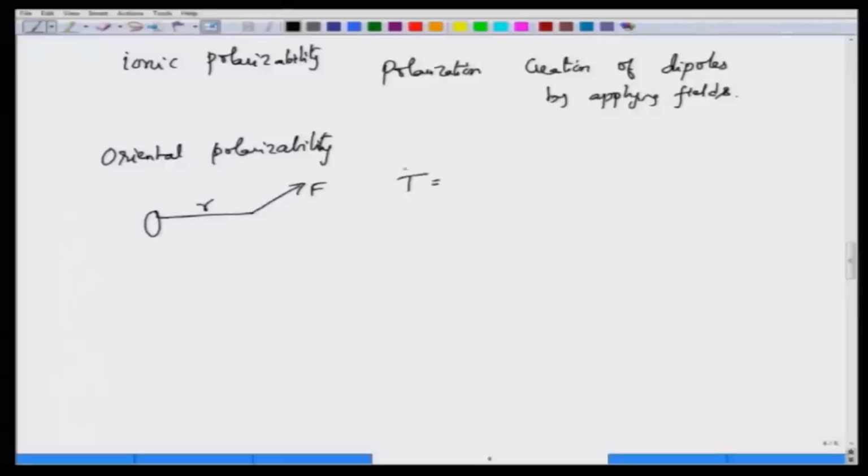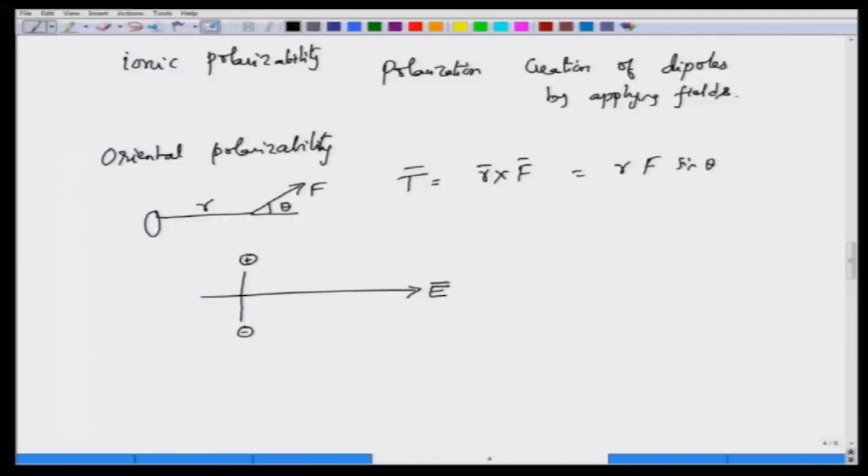In fact, that is because torque is given by r cross f, okay. It is given by r, which is the length from the origin, times f sin theta, where theta is the angle between r and f. Now, you have a dipole, right. So this was just to introduce you to the torque concept of a dipole. So, I have a dipole here, and let us say to this dipole I apply an electric field along this direction. What will be the movement of the dipole?